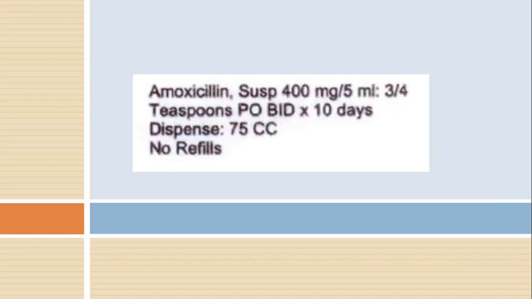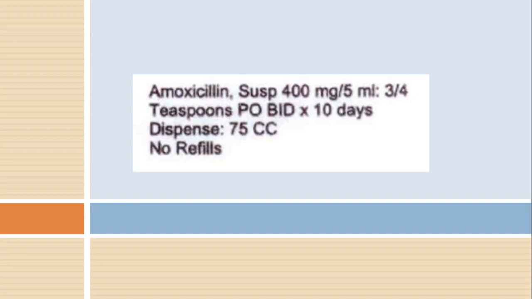Next one up. Many times you're not going to get a handwritten prescription, and it's nice because it's easy to read. The legibility of the handwritten prescription is kind of gone, so that's nice. In this case, it just says amoxicillin suspension. That's an antibiotic. 400 milligrams per 5 mils. We'll learn later that means 400 milligrams per teaspoon, okay?